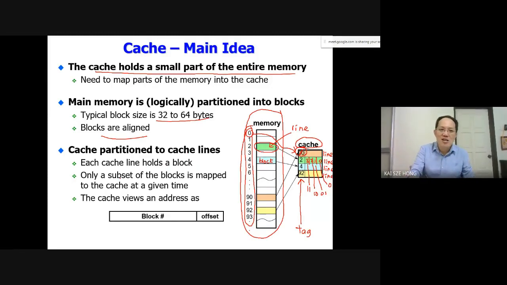So only a subset of the blocks is mapped to the cache at a given time. The cache views an address as the block number and then the offset. Let's say if I want to access this memory, I give the name of the block, 2, then the offset is 0. Then only will I be able to access the data over here. This is called the cache architecture.